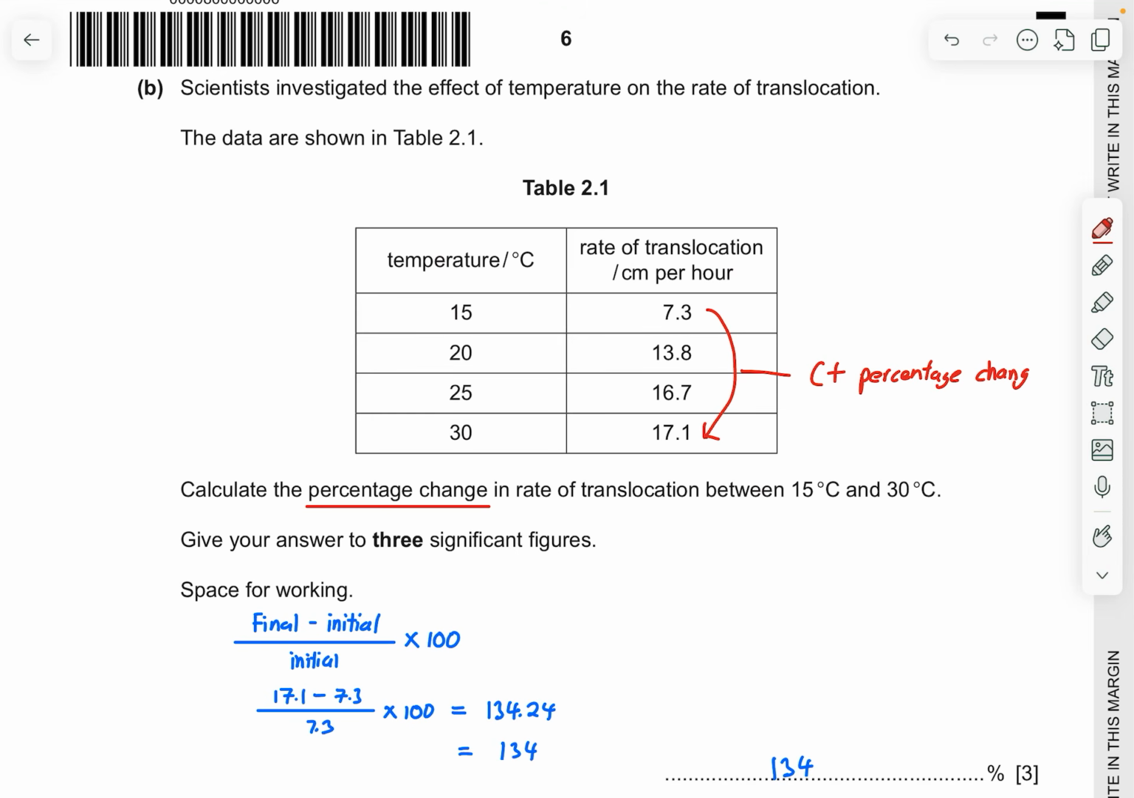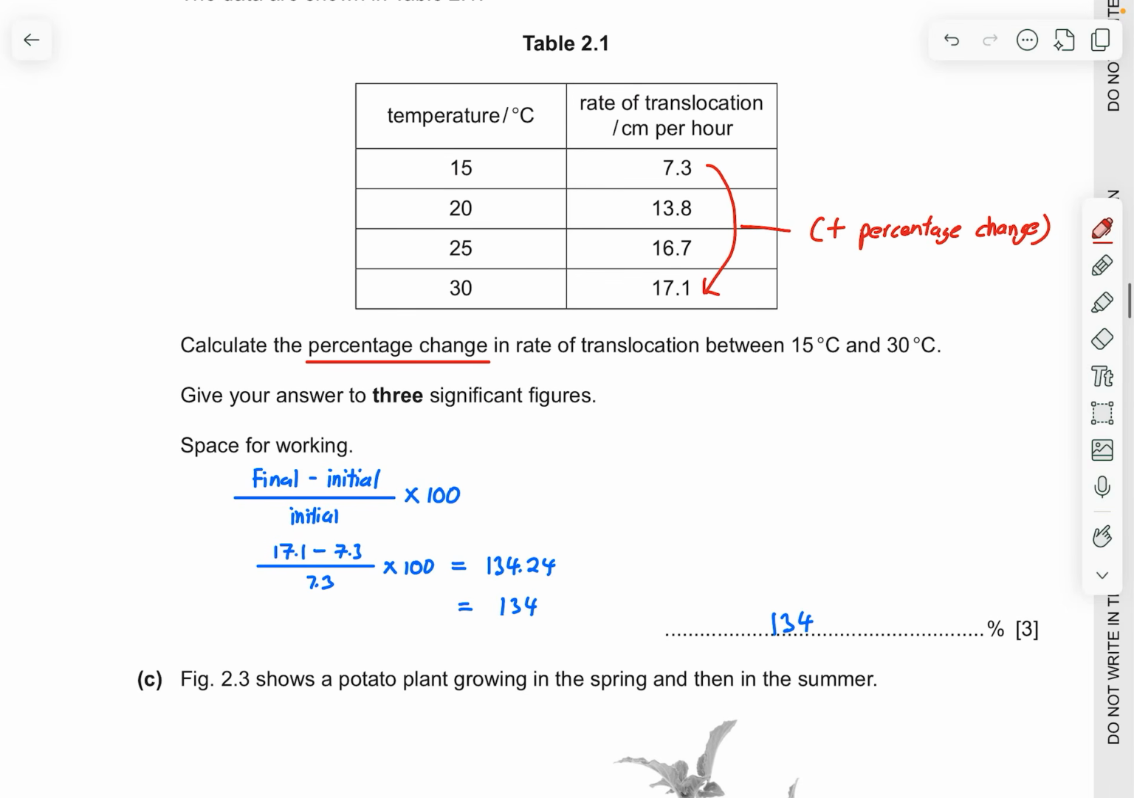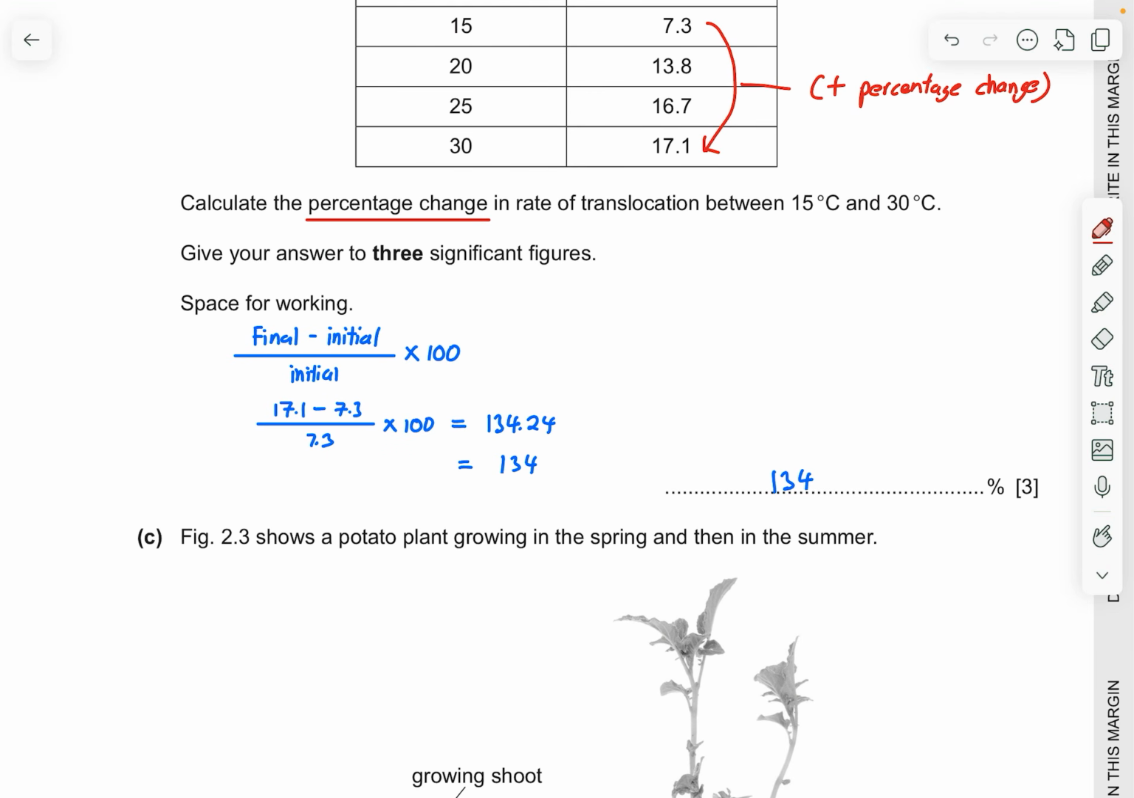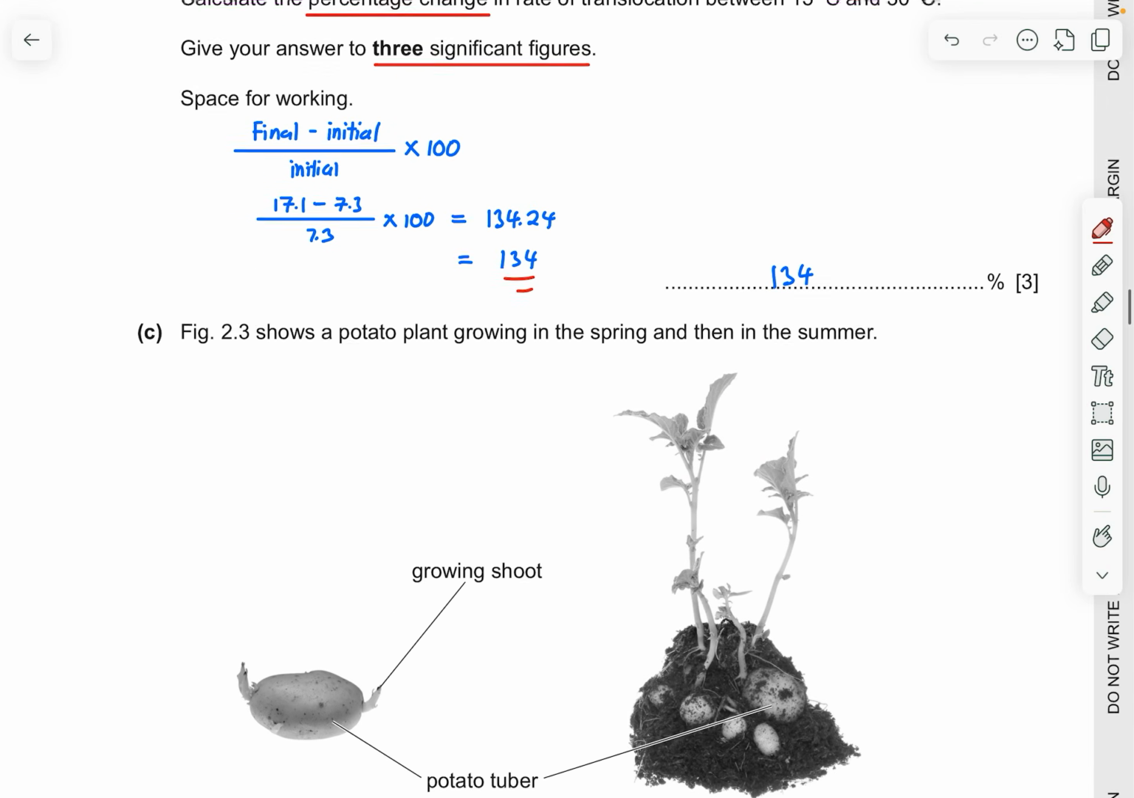You can see in my previous video in variant 1 of paper 4 of the October-November series, that percentage change becomes negative because the value drops. Alright, so how do you solve? Using the formula final minus initial divided by initial times 100. You're going to get 134.24, but asking for 3 significant figures, so you put as 134. Alright, so that's your answer.